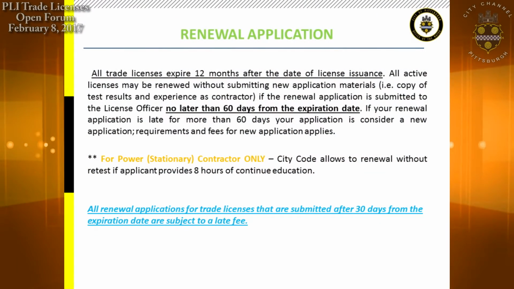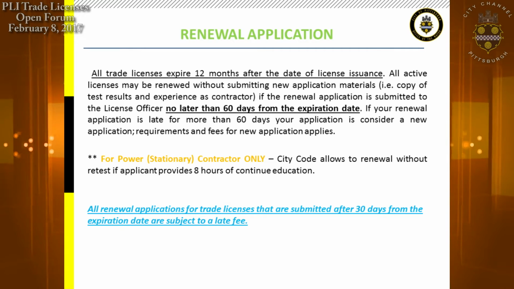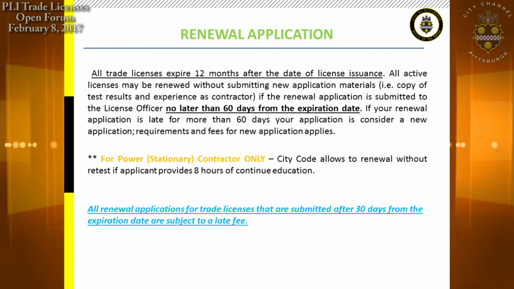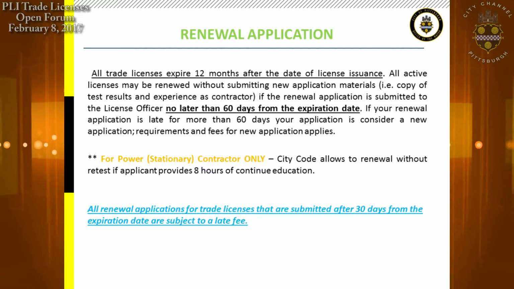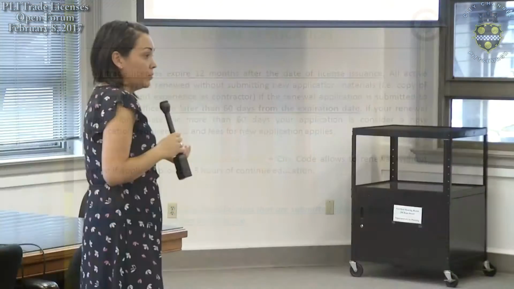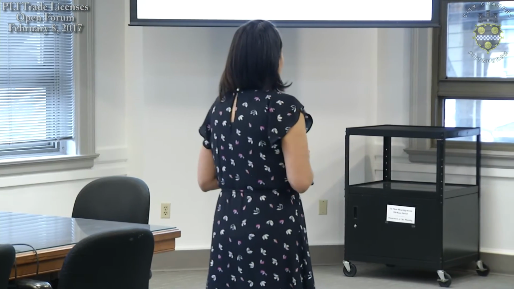For power engineers, contractors only, there is a specific part of the ordinance that allows renewal without retesting if the applicant provides 8 hours of continued education for every year that they lapsed. So the stationary engineers are the only ones who, if you got a license and didn't renew for 3 years, but you kept your continued education and can prove that, can still renew without retesting, okay?